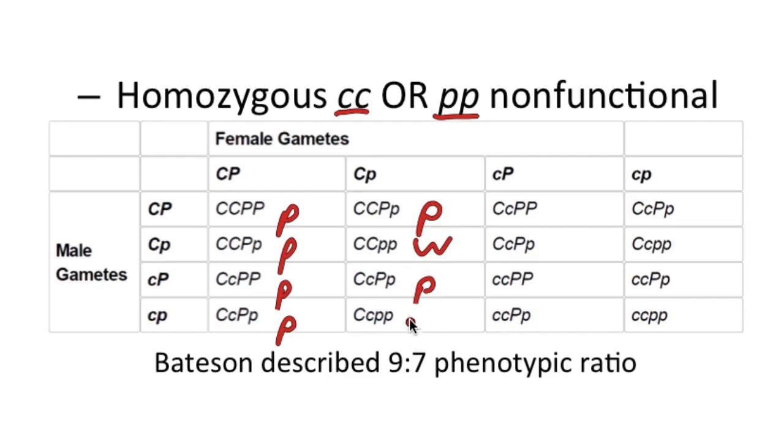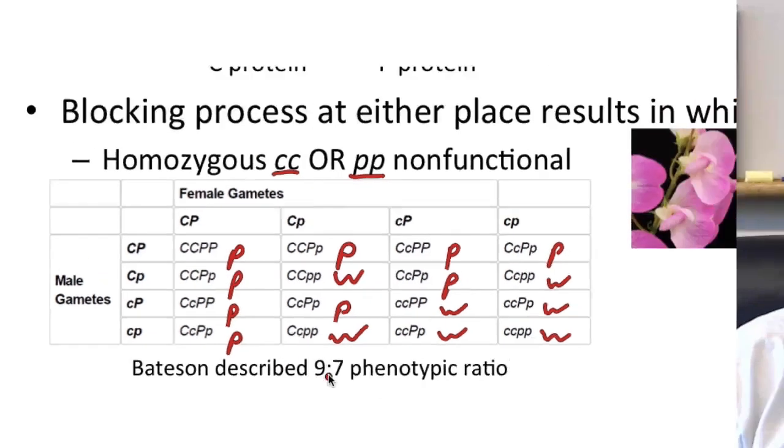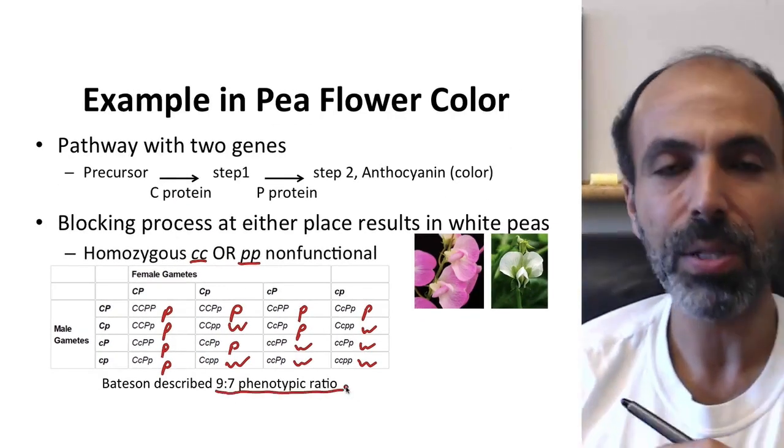This would be pink. This would be white. This would be pink, pink, white, white. These ones over here stop at the C. Pink, white, white, white. 1, 2, 3, 4, 5, 6, 7. So there's 7 different possibilities that lead to white ones. Now this actually was observed by William Bateson and some of his colleagues many, many years ago, where they found in doing this particular cross, they found a 9:7 phenotypic ratio.